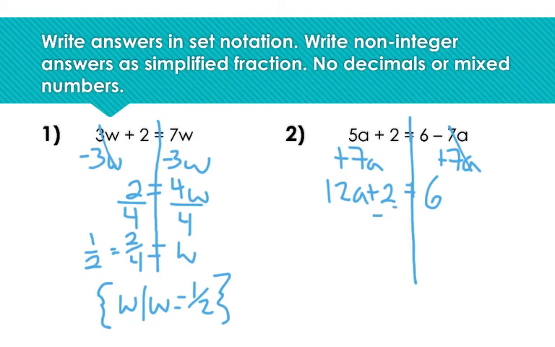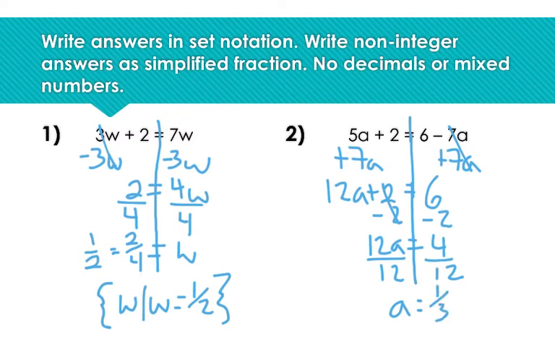And now we're going to subtract 2 from both sides, so we get 12a's by itself. So we have 12a's is equal to 4. Now if we divide by 12, we're going to get a is equal to 4 divided by 12. That's a fraction, but can we simplify it? It does. It simplifies to 1/3. So in set notation, we would write this as a such that a equals 1/3.